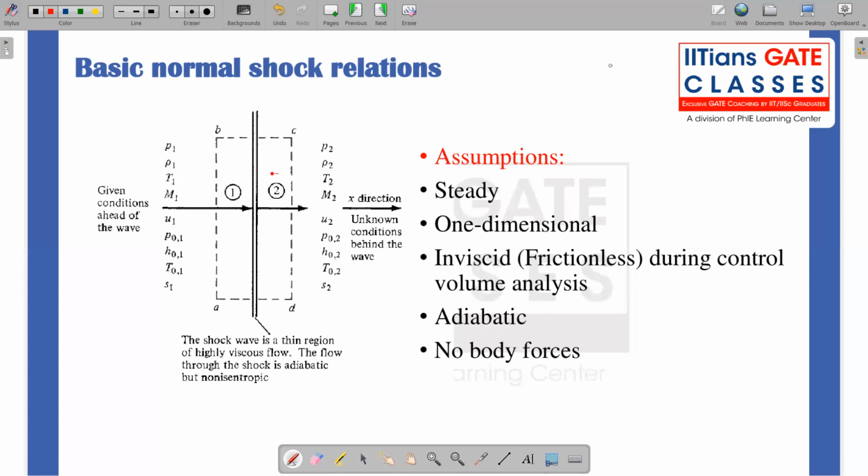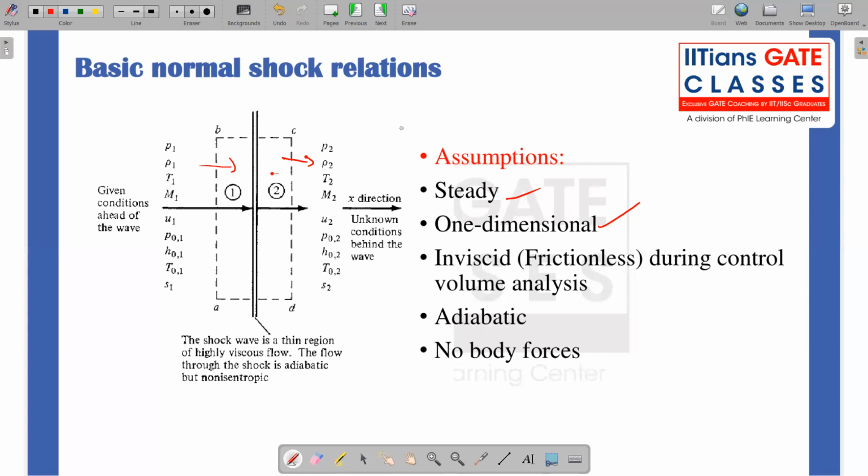One is, we are treating this flow to be steady, and we are treating this as one dimensional, and we are treating it as inviscid or frictionless only during the control volume analysis. Why? Because we are treating the normal shock within the control volume, and we are not going to open the black box. Control volume analysis only cares about what comes in and what goes out. What's happening inside is not our interest. So that is why we are treating it as inviscid and frictionless for the control volume analysis.